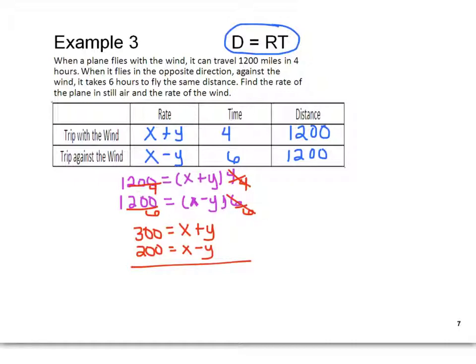And what that does is it sets up a really easy elimination problem. All we have to do is add these equations together as they are. So 500 equals x plus x, which is 2x. Divide by 2 on both sides, and you get 250 equals x. That's the speed of the plane, because x equals the speed of the plane. So the plane is going 250 miles per hour.